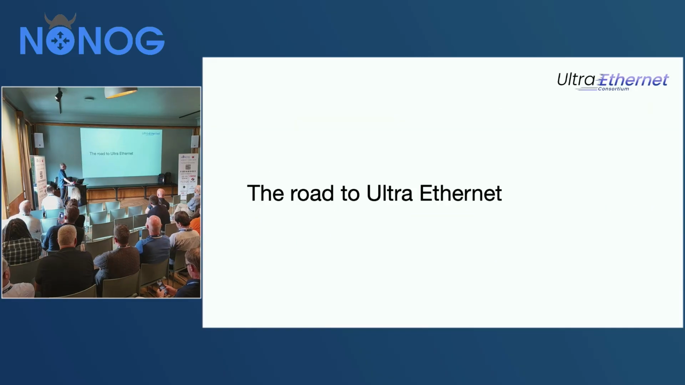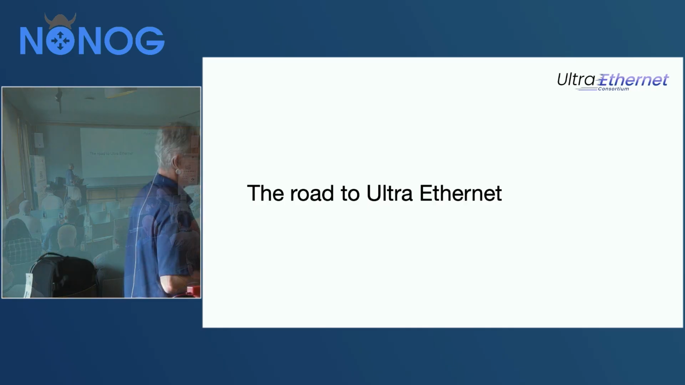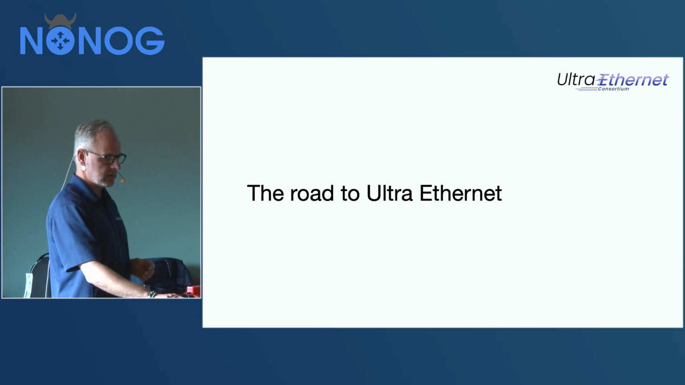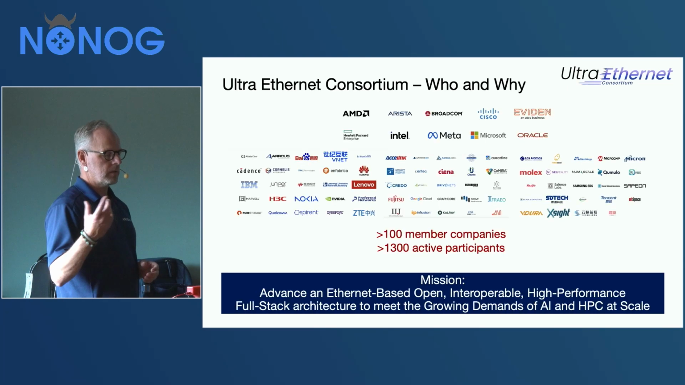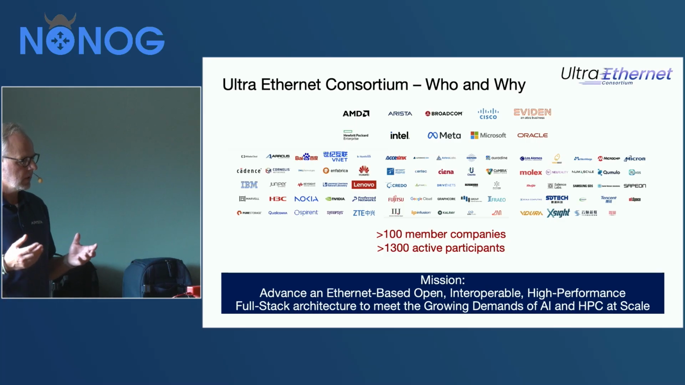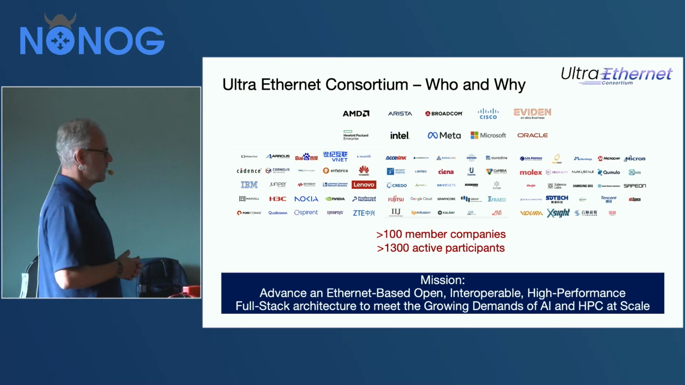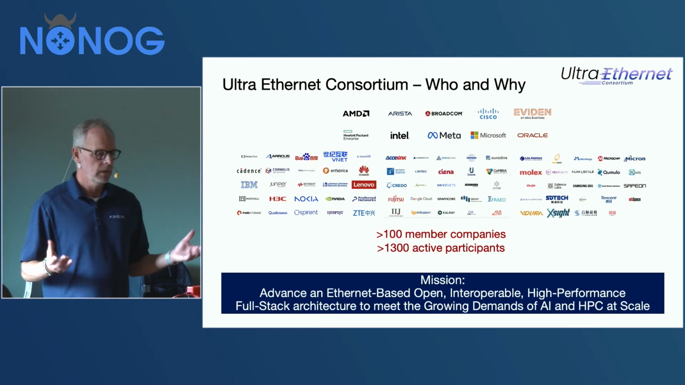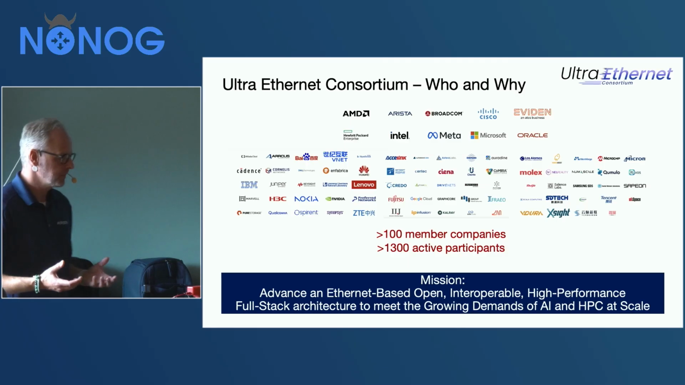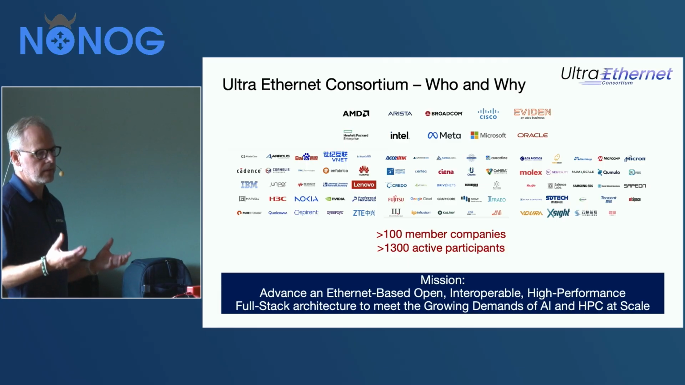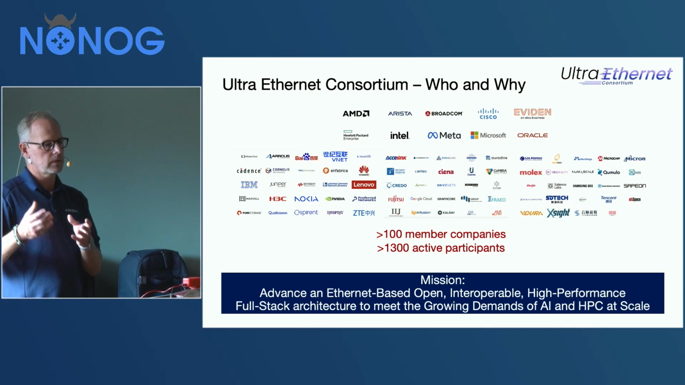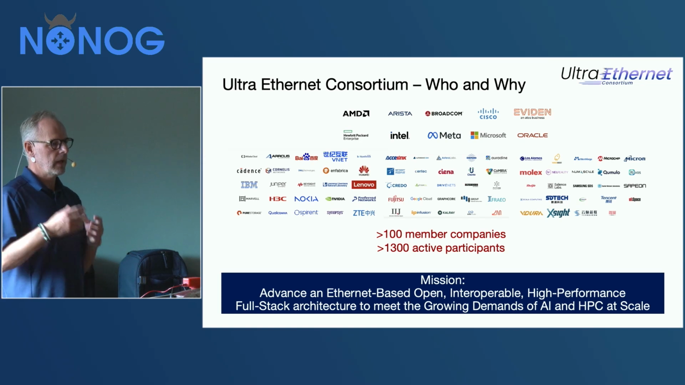Looking into the future, the specification for Ultra Ethernet 1.0 was released a couple of months ago. What is Ultra Ethernet? The Ultra Ethernet Consortium was founded in 2023 by 12 companies. Today there are 100 members and 1,300 participants, and the mission is to create Ethernet and the Ethernet fabric to handle mission-critical AI and HPC workloads at large scale.